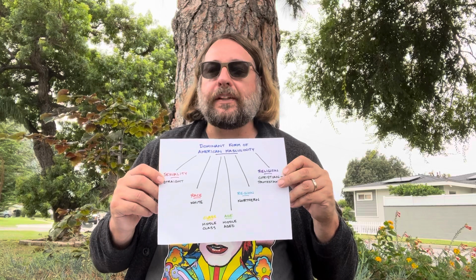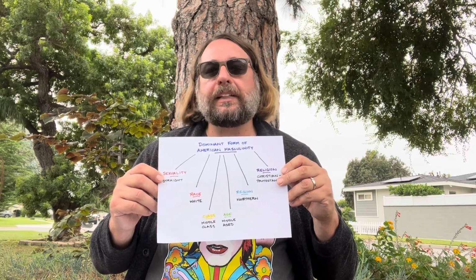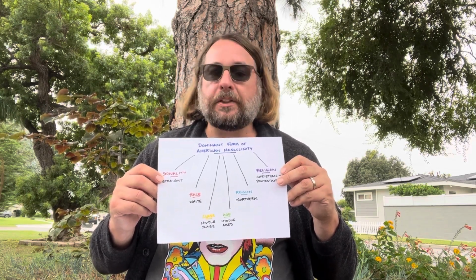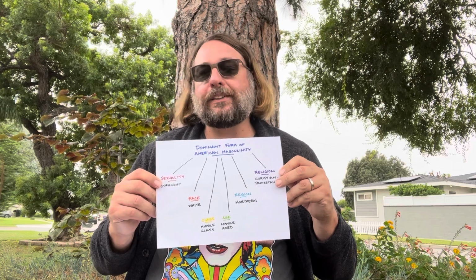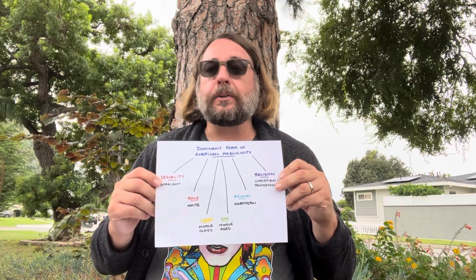6 of those elements have been sexuality, race, class, age, region, and religion. In that order, the dominant form of American masculinity has been straight, white, middle class, middle-aged, northern, and Christian, specifically Protestant. Of course, none of that means that there has ever been in America only one way to be a man or only one form of masculinity. As a reminder, that is why our course is called Men and Masculinities, plural, instead of man and masculinity, singular.